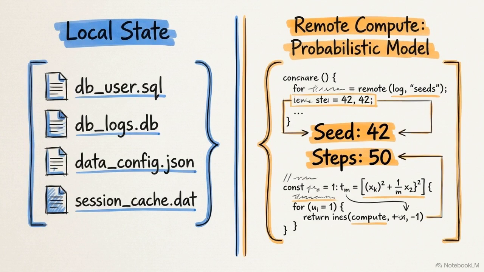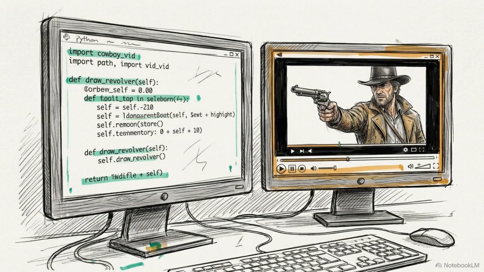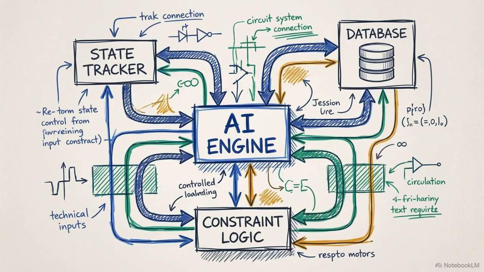By decoupling the state from the compute, we can use local, logic-based algorithms to put strict constraints on remote probabilistic models. Achieving true narrative continuity is a software engineering problem. It requires building a stateful architecture around the AI.